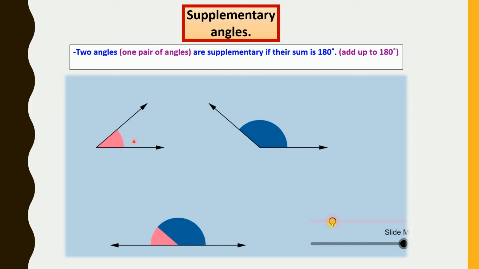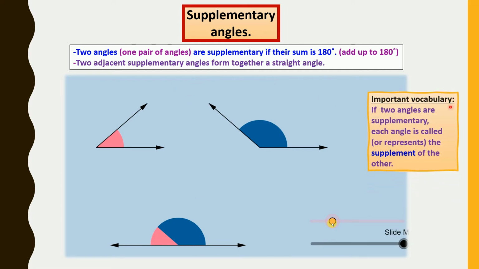These two angles are only supplementary. They are not adjacent, but these two angles here, this pink angle and this blue angle, they are adjacent supplementary angles. Two adjacent supplementary angles form together a straight angle.